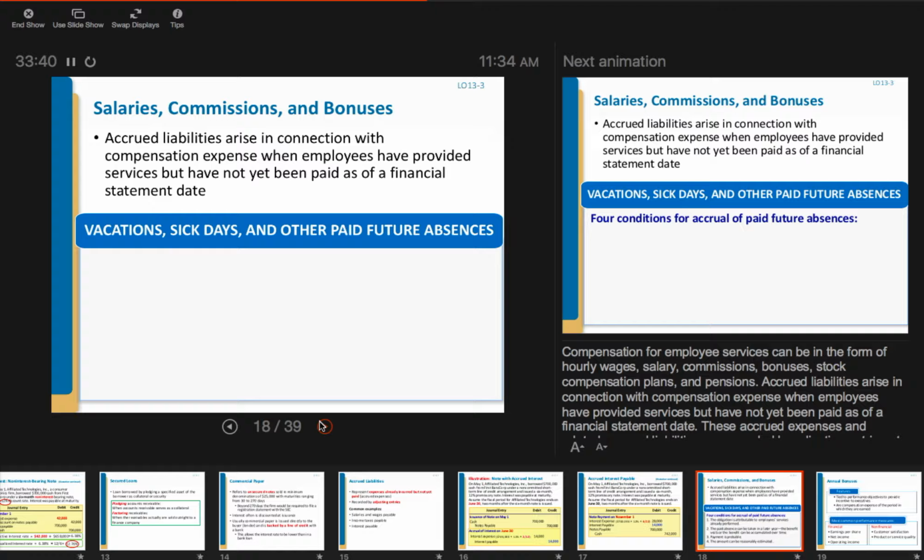But we also have vacations, sick days, and other future absences. Obviously, those are things that we don't really know. They're kind of contingent. You don't know when someone's going to take off vacation days or use up sick days. But these are days that we're losing productivity and we're still paying these individuals. So these are also considered liabilities.